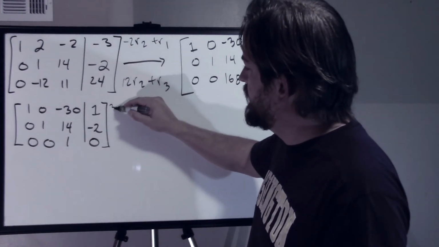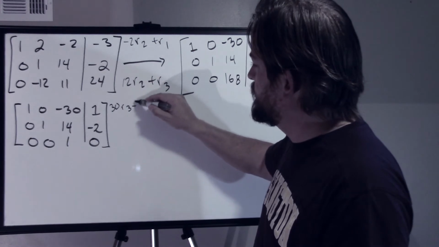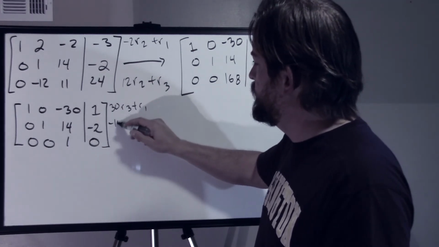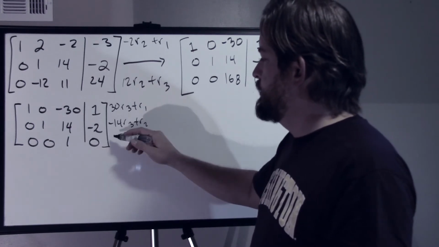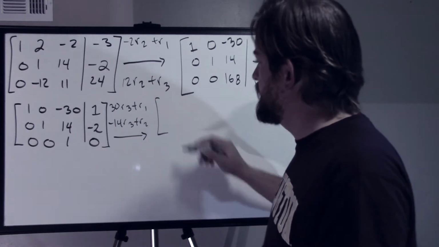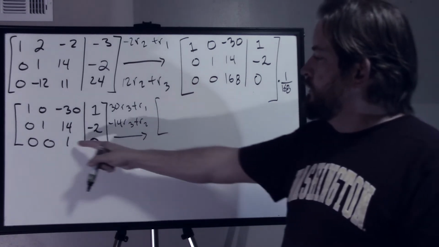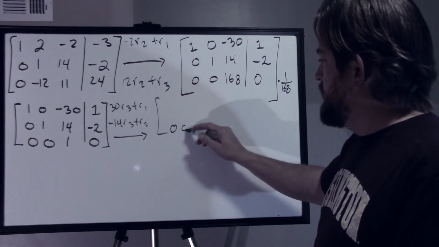I'll just take 30 row 3 and add it to row 1. And I'll take negative 14 row 3 and add it to row 2. But again, because it's a 0 hanging out here, you won't see a lot change here. 0, 0, 1, 0 stays the same.